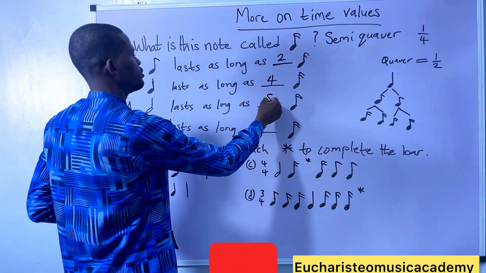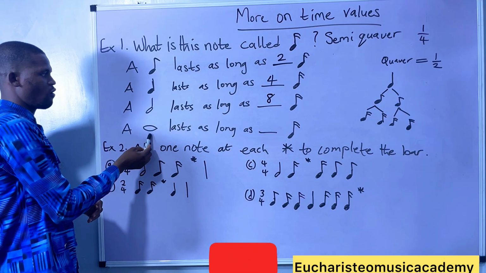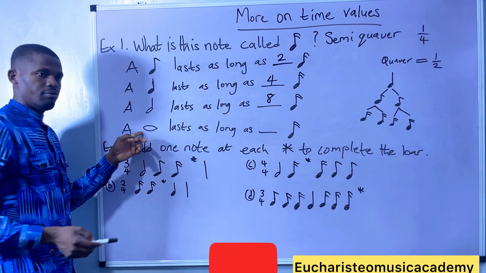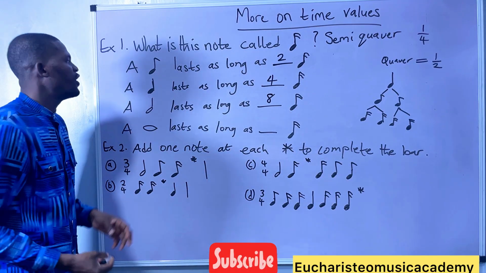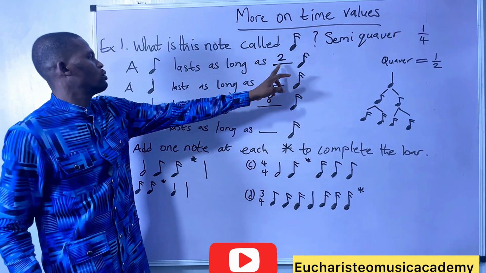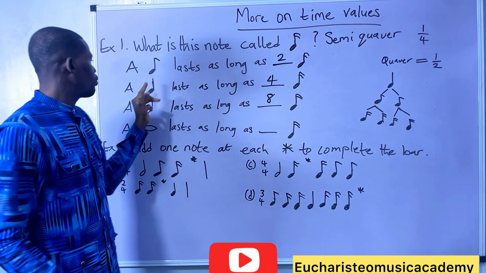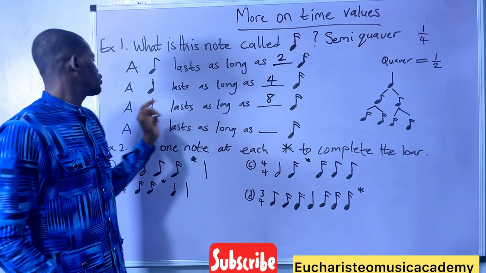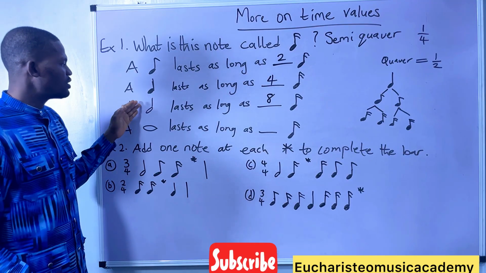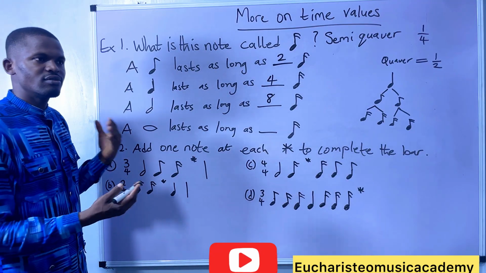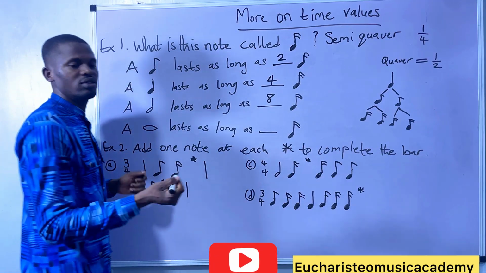The same thing. This is 1 beat, 2 beats, 4 beats. A semibreve lasts as long as dash semiquaver. If 2 semiquavers make up one quaver, 4 semiquavers make up one crotchet, 8 semiquavers make up one minim, what will make up one semibreve? You know, just increasing by times 2. So we need 16.